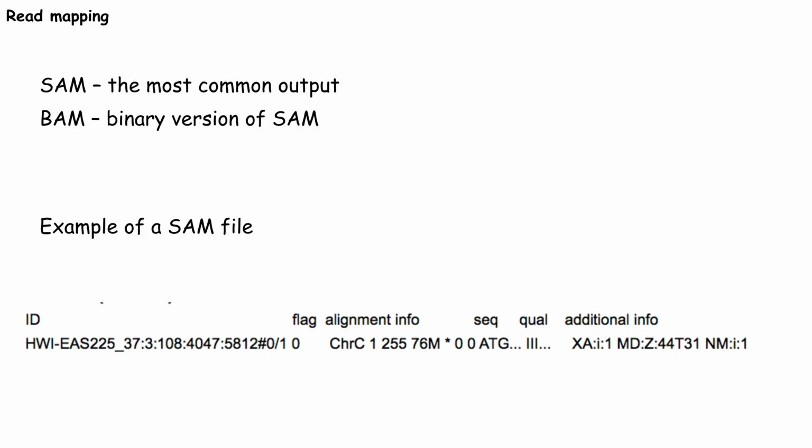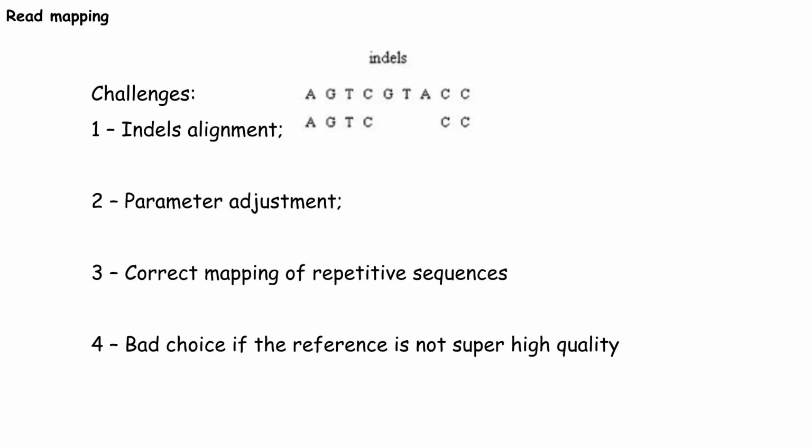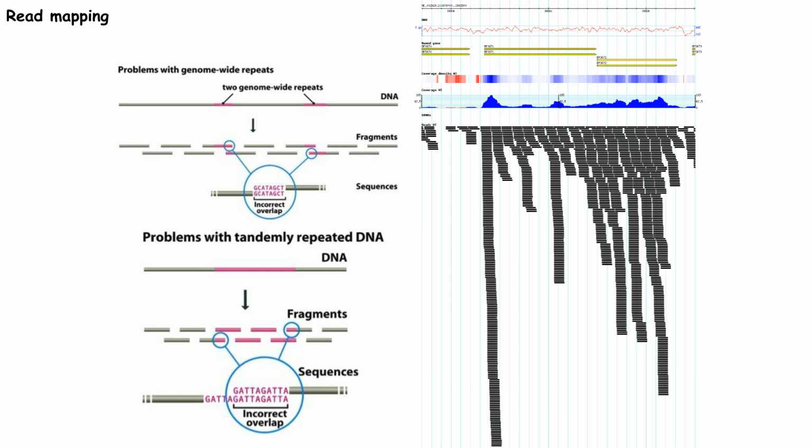The most common output file formats for read mapping are SAM, or Sequence Alignment Map, and BAM, which is the compressed binary version of SAM. The SAM file contains detailed alignment information. Challenges in read mapping include indels alignment, parameter adjustment, correctly mapping repetitive sequences, and poor results if the reference quality is low. Repetitive DNA sequences like genome-wide and tandem repeats pose challenges for correct read mapping and sequence overlap.